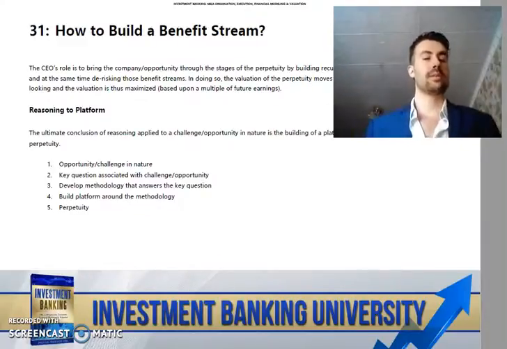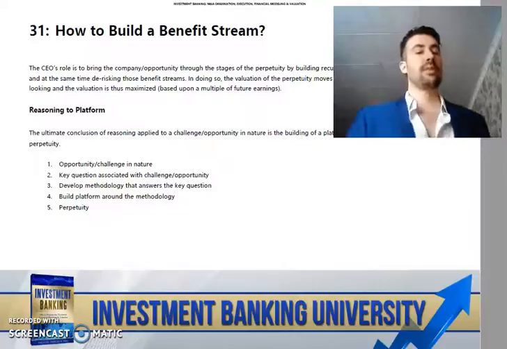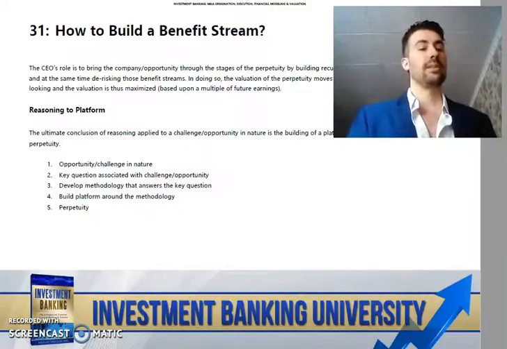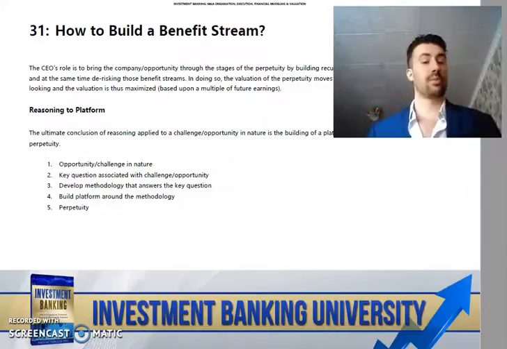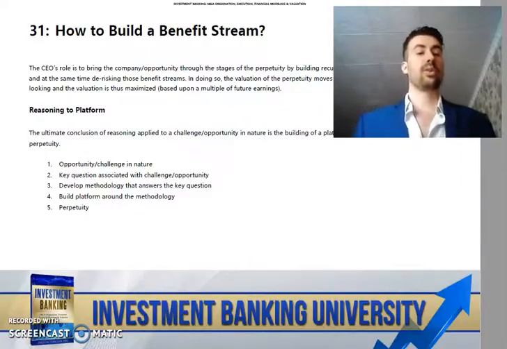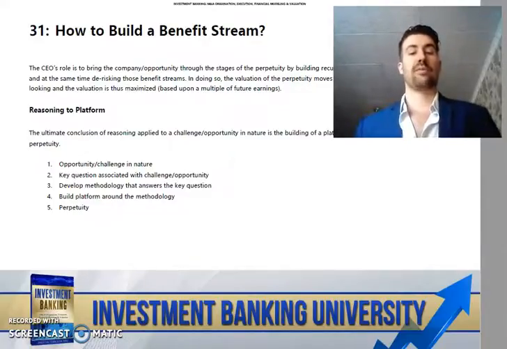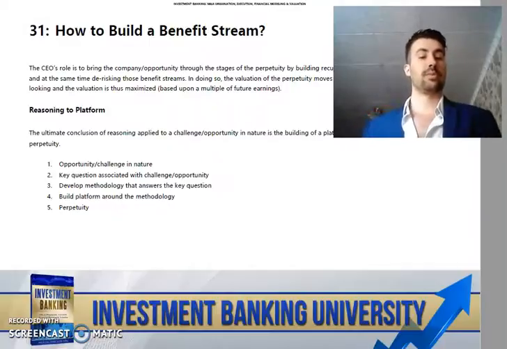So when we're thinking in terms of building a benefit stream, we have to deal with reasoning first, because we're ultimately going to be assessing in nature an opportunity or a challenge, and we're going to be building a platform to deal with that continuously through time. So in terms of reasoning to platform, the ultimate conclusion of reasoning is to build a platform to deal with a problem continuously through time that has value and thus can be monetized upon.